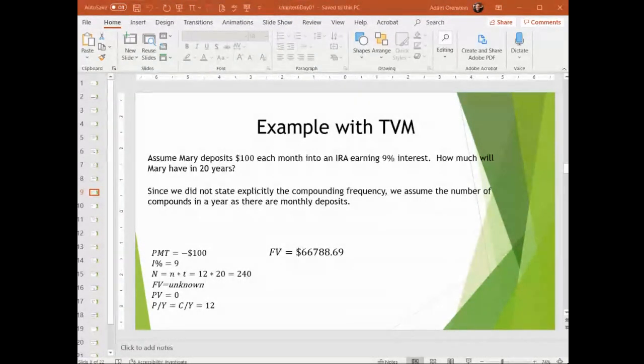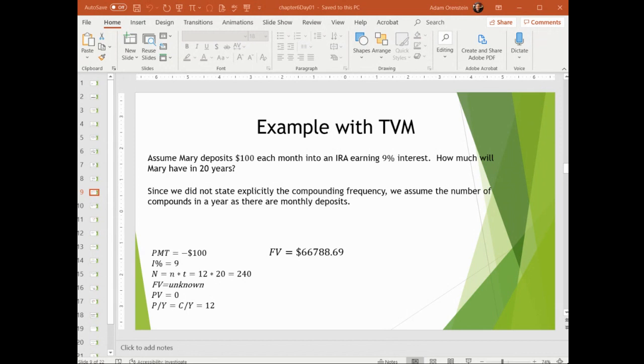Okay, so she's making monthly deposits of $100, right? So because of that, we have PMT is negative 100. It's negative 100 because she's making deposits. That's a cash outflow. It's going away from her. The I is 9%, the interest rate APR is 9%. So I we leave as a percent, which is 9. N times T, that's capital N, 12 times 20, which is 240.